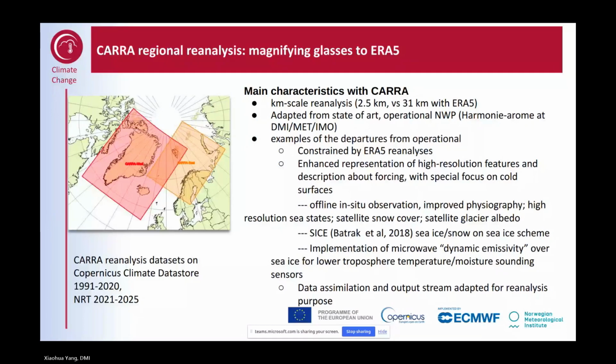Of the main deviations from the system we use for operational purposes, one of the major ones is that instead of using a global forecast as a lateral boundary, we now use ERA5 reanalysis to constrain it, and that is actually quite significant. I will come briefly back to that. The other thing is that we have the opportunity to enhance the representation of high resolution features, especially at the surface.